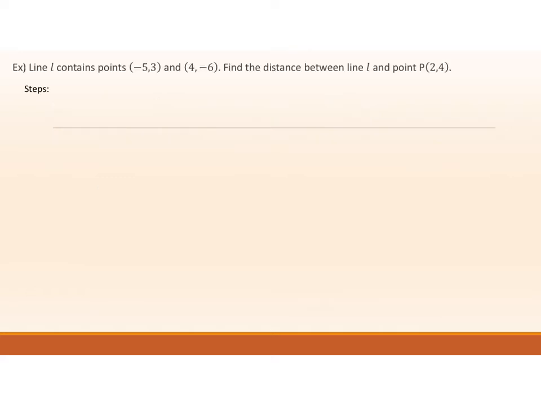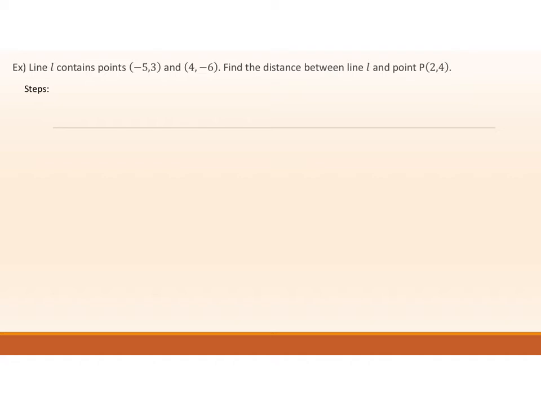Now we're going to jump straight into the examples on this one. So here is example number 1. Line L contains points (-5, 3) and (4, -6). Find the distance between line L and point P, which is (2, 4). So what we're going to do is what was talked about on the last slide. We're going to find the perpendicular line that connects the point to line L, and then we're going to use the distance formula to measure that line.